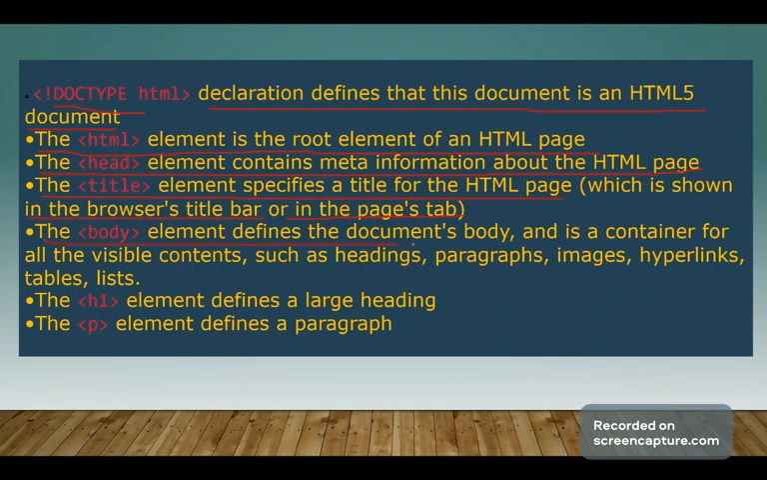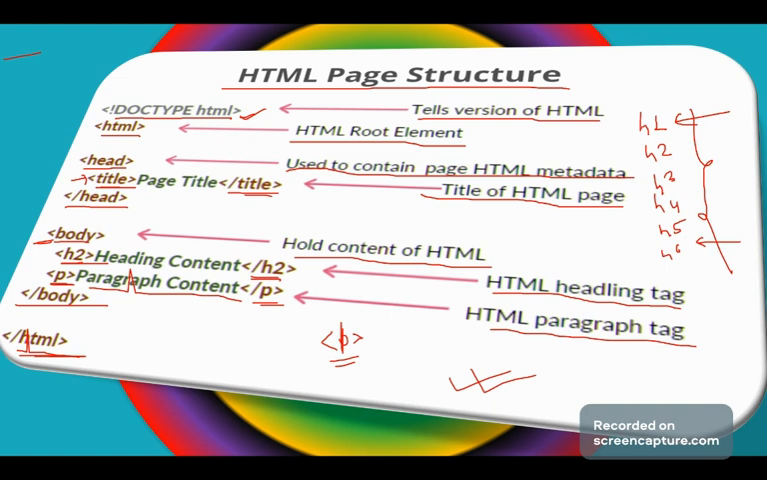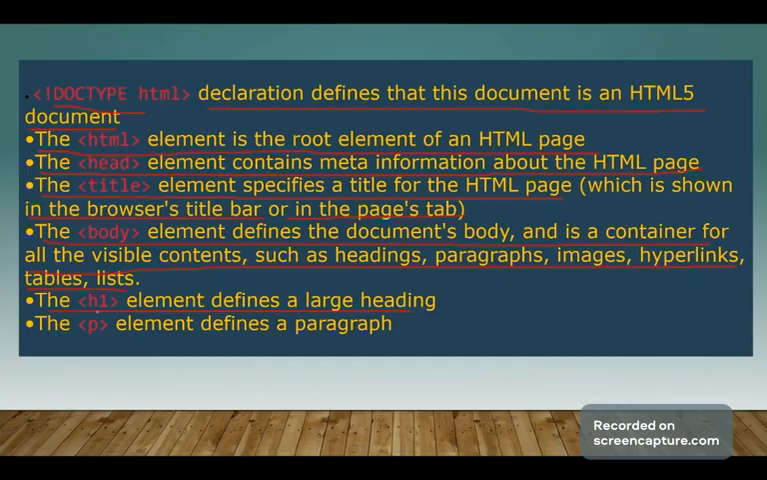Next, the body element defines the document's body and is the container for all the visible contents such as the heading, paragraph, images, hyperlinks, tables, lists, as discussed. The H1 element defines the large heading. As I said, the H1 has the bigger font size and the H6 has the smaller font size. The same thing is written here. And the P element defines the paragraph as I discussed.